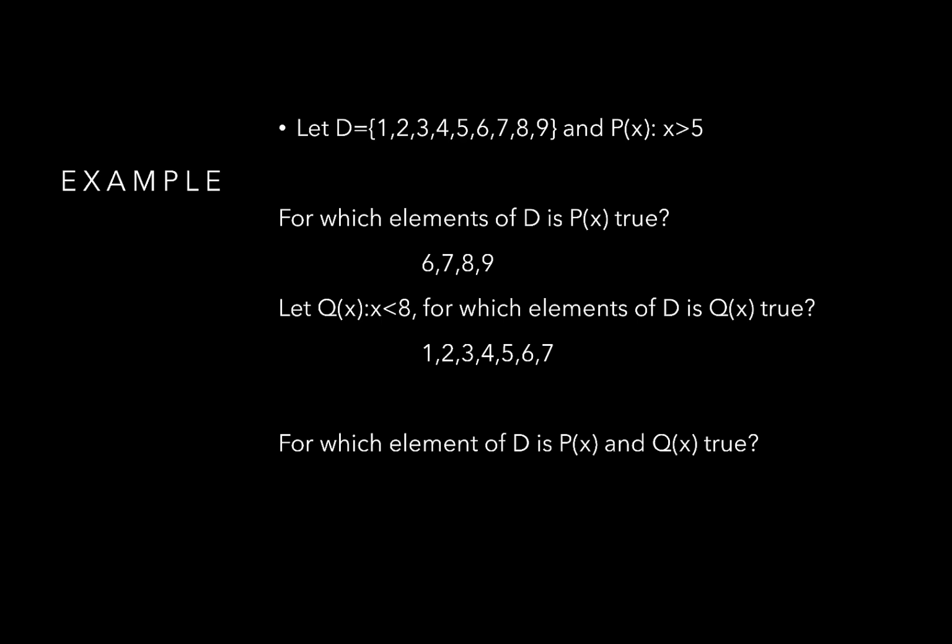Let's put those two things together and find the elements of D for which P of x and Q of x are true. So we're finding the intersection of P of x and Q of x, which means we just have 6 and 7, which are in both of our previous answers.